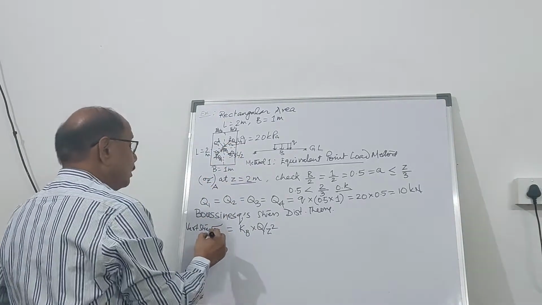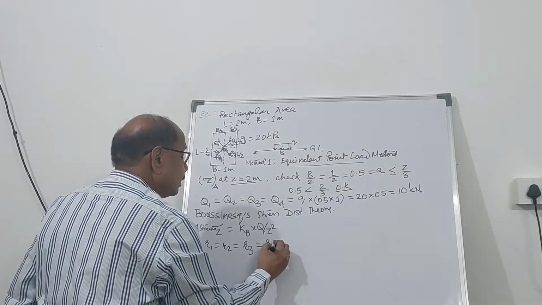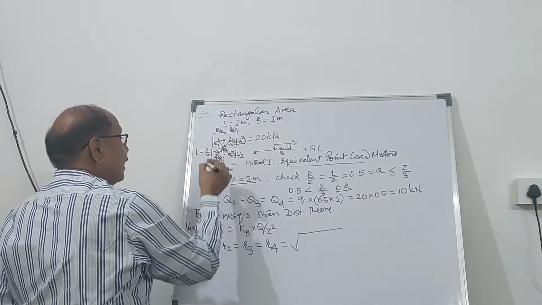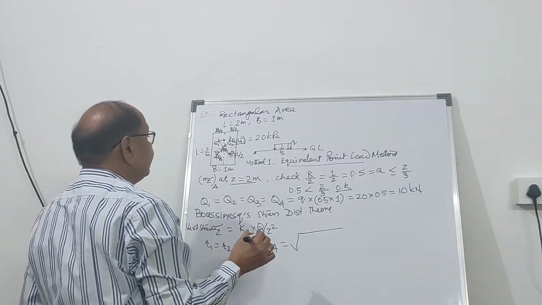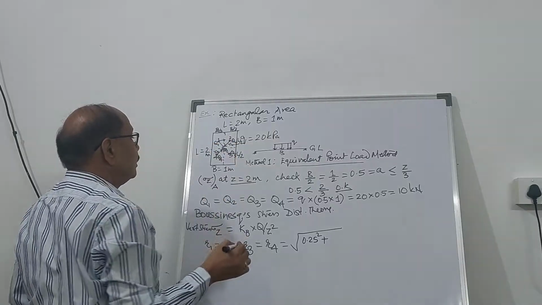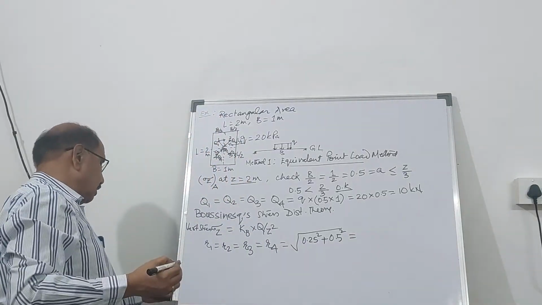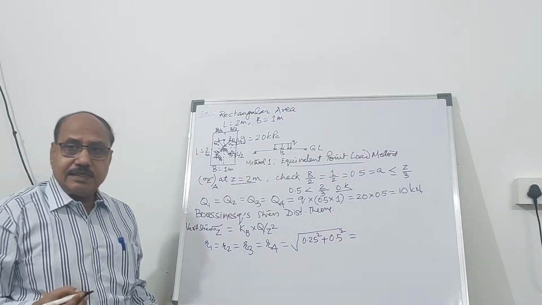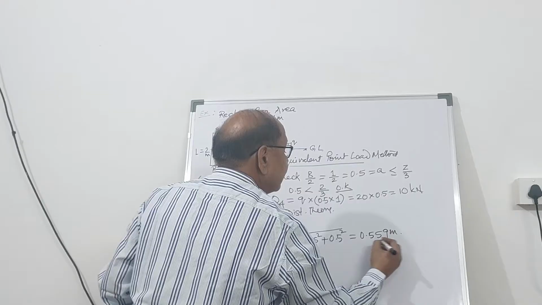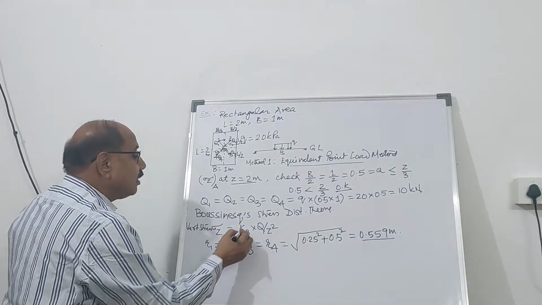This will be R1, R2, this will be R3, this will be R4. So you should be able to find out R1 equal to R2 equal to R3 equal to R4 will be under root. Now this is the x direction, this is the y direction. In the x direction, it is going to be 0.25 whole square, plus in the y direction, it is going to be 0.5 whole square. So you can find out the radial distance, and this radial distance comes out to be 0.559 meter.